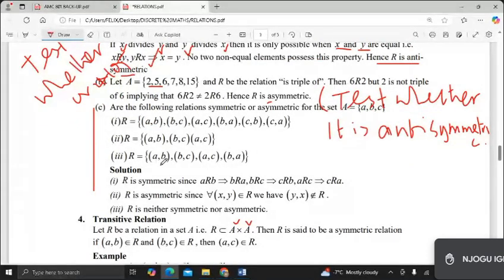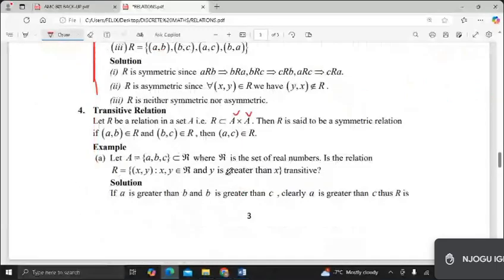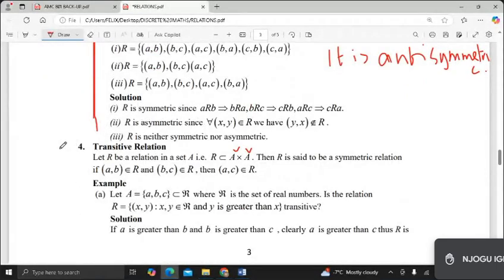Test in this A whether it is asymmetric or not. This is a general question: are the following relations symmetric or asymmetric? These ones, I think you can read on your own. Now we've talked about symmetric and asymmetric. That is something that you should be able to read without much ado. And I think there are examples, so please go through that.